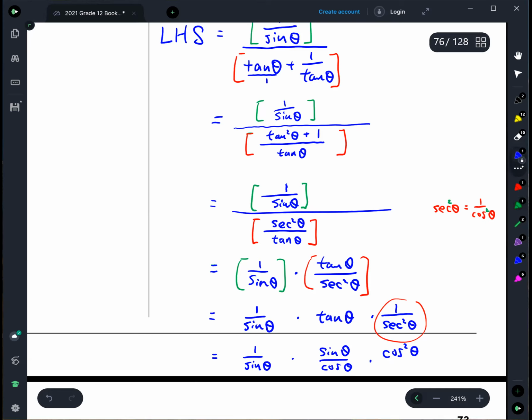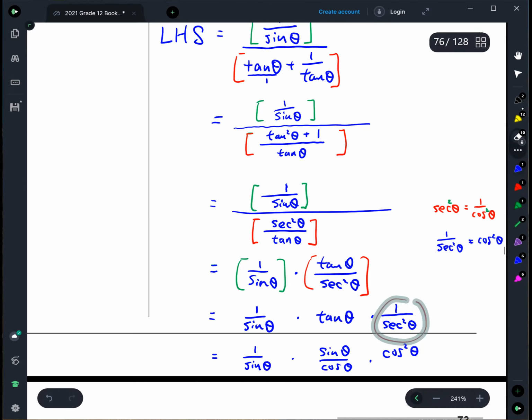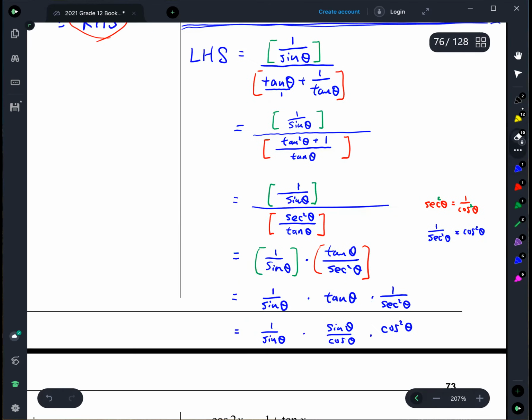So if I flip the secant square, so 1 over secant square, then that means the right hand side will also flip. Okay, so they are reciprocals of each other. So if you flip the secant, it will become cosine. Okay, that's where it came from. So now what do we do? This part should be the best part of the whole steps. What do we do now?